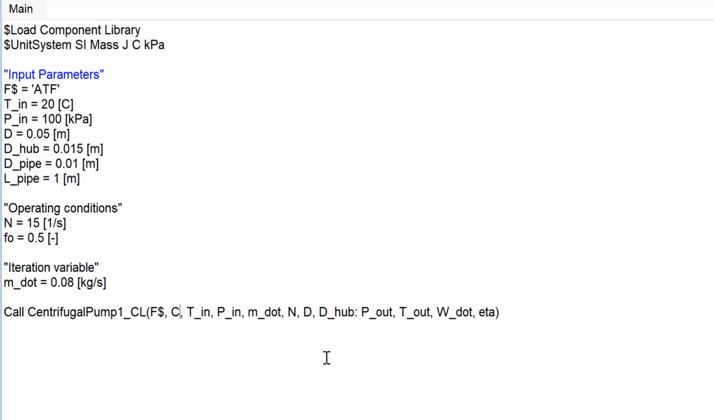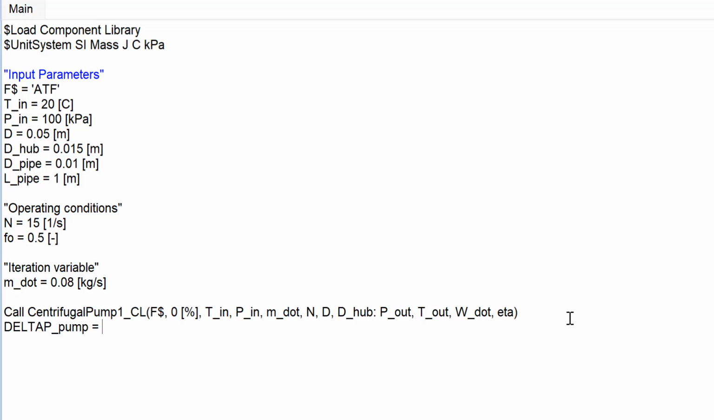So we can just put a 0 here. It needs the inlet conditions, inlet temperature and pressure, and the mass flow rate. And then it needs the speed of the pump, the outer diameter of the pump, and the hub diameter. And it's going to give me back the outlet pressure, the outlet temperature, the power that it requires, and the efficiency. And so the pressure rise that it produces is just this outlet pressure minus the inlet pressure.